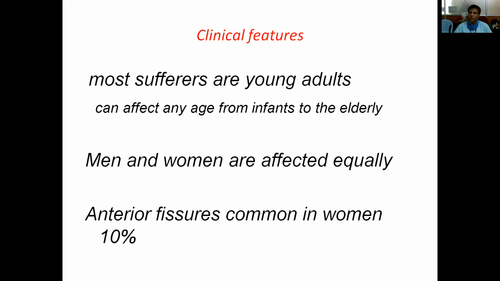This can also be seen in elderly people, but more rarely. If you see a fissure in elderly people, you must suspect either malignancy or perineal descent because of the lax perineal muscles. Men and women are affected equally, and anterior fissures are commonly seen in women, in 10% of the cases.